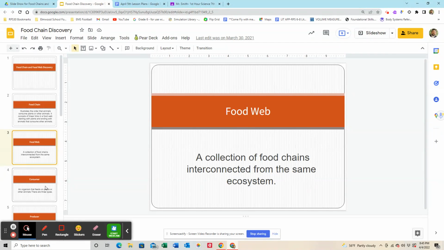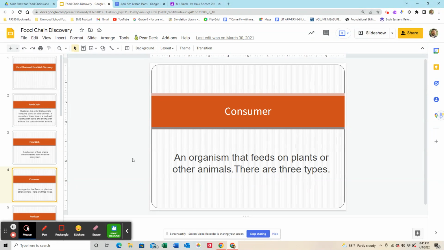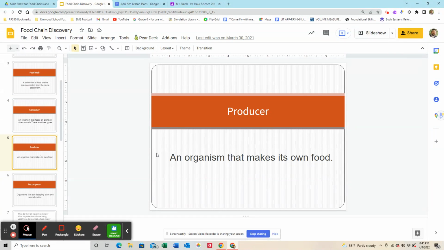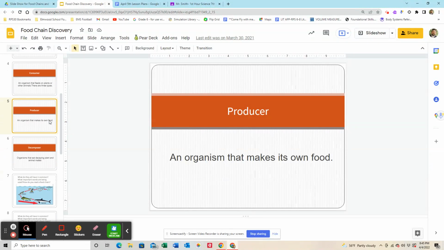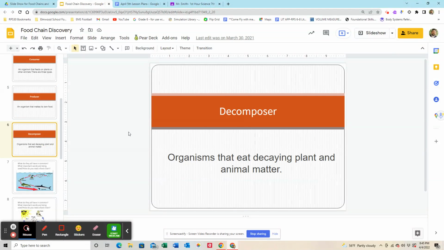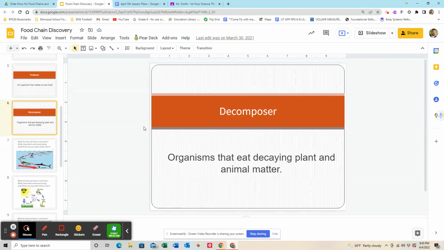And within a food chain, there are consumers, organisms that feed on plants or other animals, which have three types, a vocab word that you use today. There's producers, organisms that make their own food, usually at the bottom of our energy pyramid, and they are part of the food chain, usually the beginner. And then there are also decomposers, which eat decaying plant and animal matter, and they are not always visible in our food chains. It just depends.